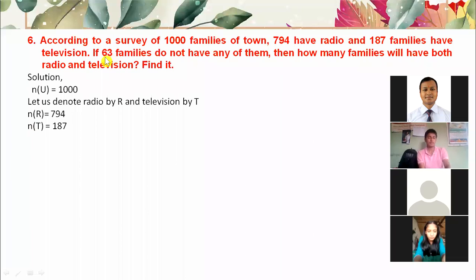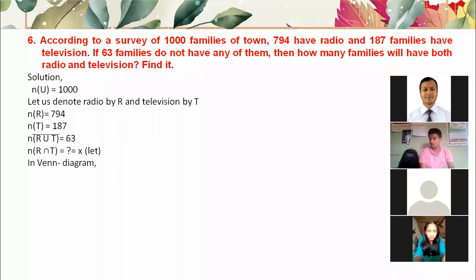Similarly, 63 families do not have any of them. That means radio union television complement: no radio, no television. It is cardinal number of R union T complement, which is equal to 63. And we don't have the common value. Common value means R intersection T, who have both radio as well as television. We don't have that data, so let it be X. This is not given to us, so we say let it be X.